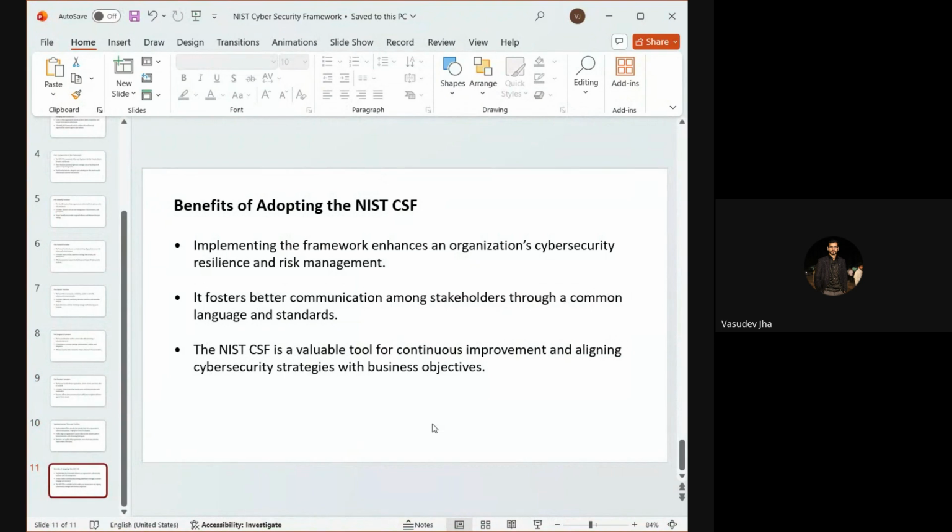Okay. Now, what is the benefit of this? Benefits of adopting this NIST CSF. First, implementing the framework enhances organizational security and risk management. It fosters better communication among stakeholders through a common language and standard. Then NIST CSF is a valuable tool for continuous improvement and alignment of cybersecurity strategy with business objectives. Okay. So this is all about your NIST CSF.